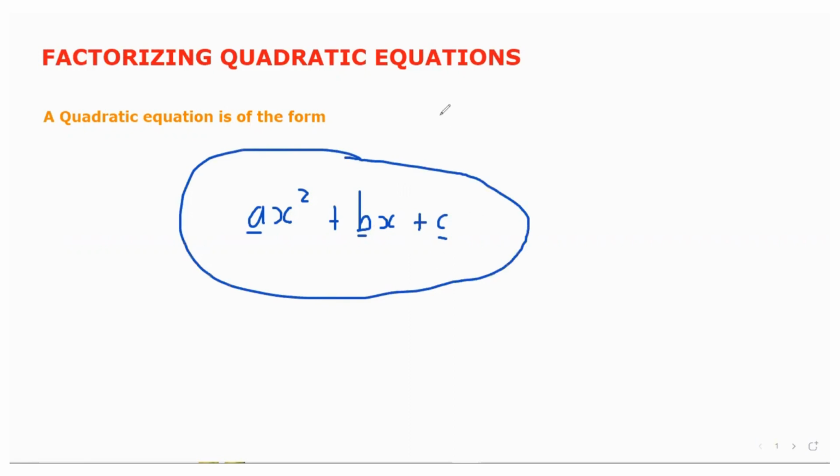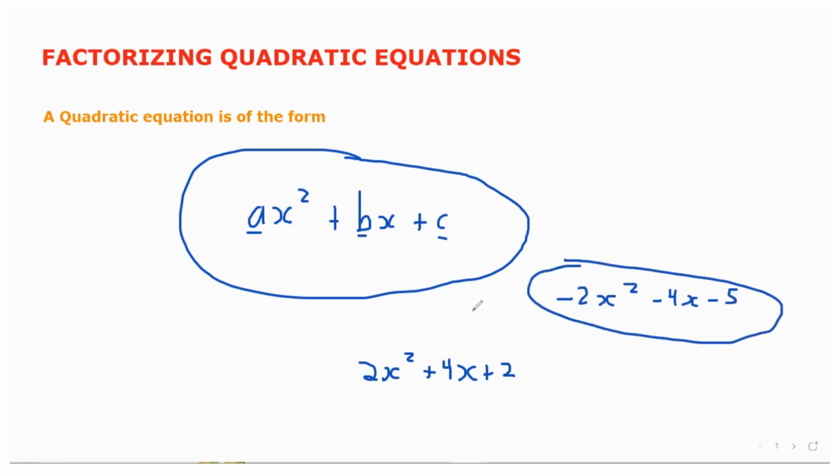So you might see an equation looking like 2x squared plus 4x plus 2. That is of the form. Or you might see negative 2x squared minus 4x minus 5. All these are in the form of a quadratic equation. Okay, so now that we know how the quadratic will look, let's get into how to actually factorize it, okay?